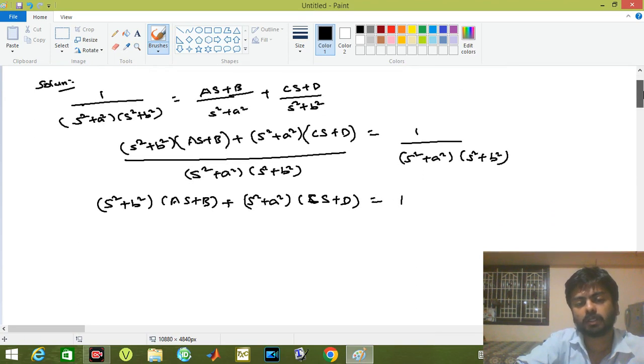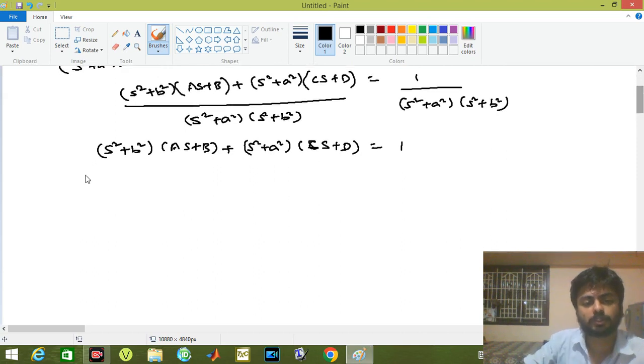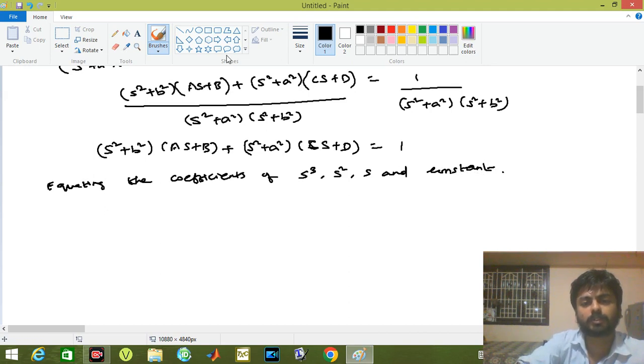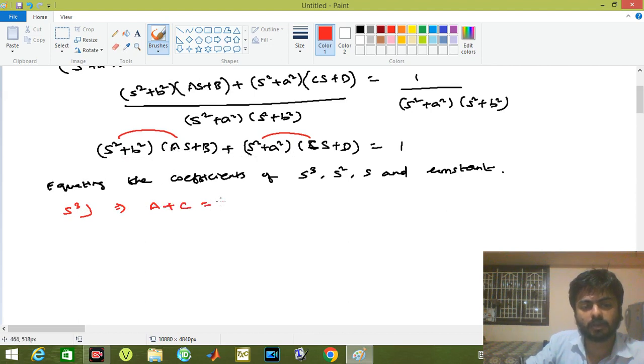So in this you have to equate the coefficients of s cube, s square, s and constant. So here what will be the coefficient of s cube? See here, the coefficient of s cube will be given by s square into as as well as s square into cs. So the coefficient of s cube will be a, and here c into s cube, so it will be c. So a plus c equal to 0.